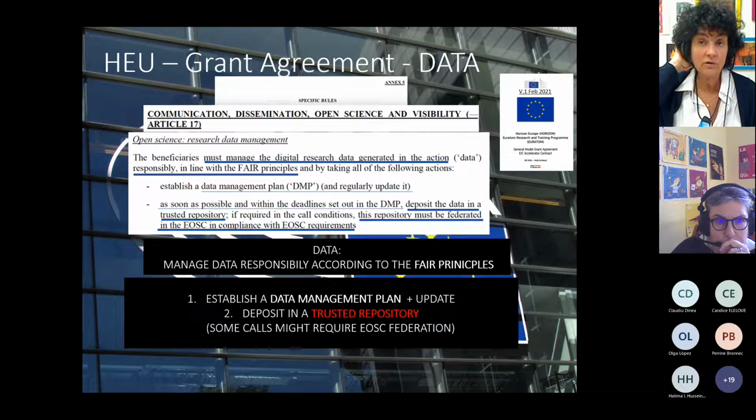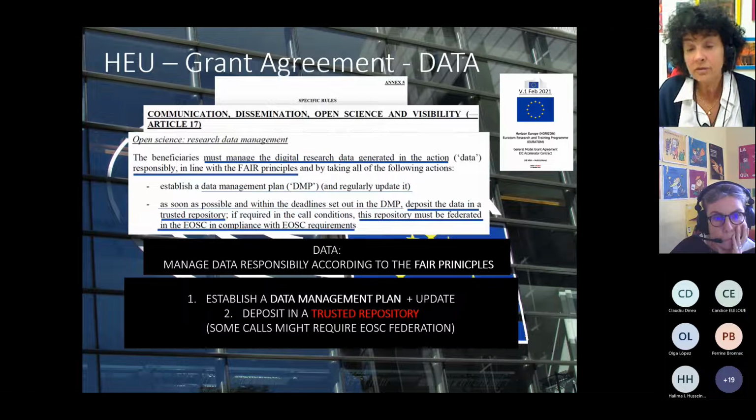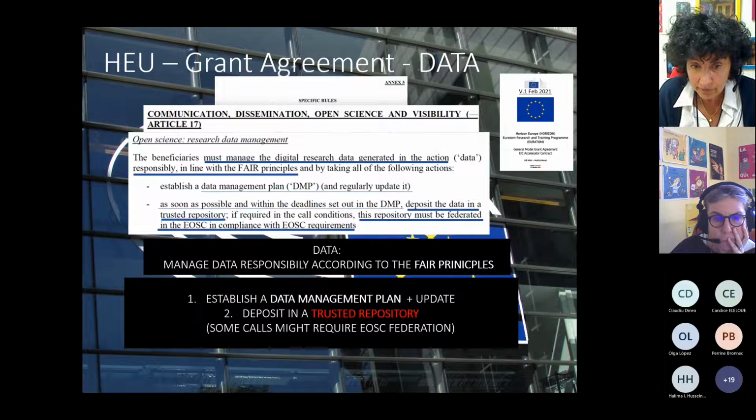At the beginning, if you can't estimate, for instance, the volume, the size of your data, you simply tell at this stage, we can't estimate the size of our data. And then as soon as you know it, you update the DMP. Again, this idea of trusted repository, and if required by specific calls, the repository should be federated into EOSC.